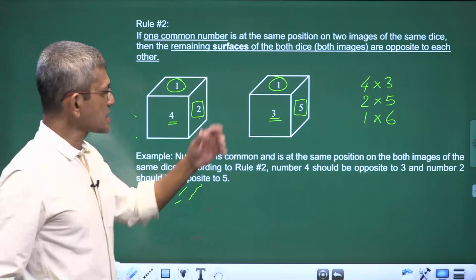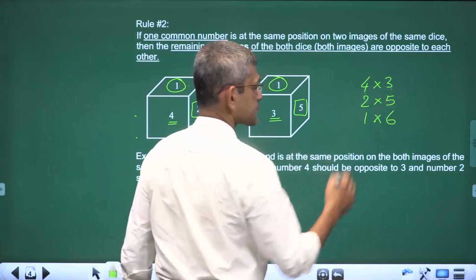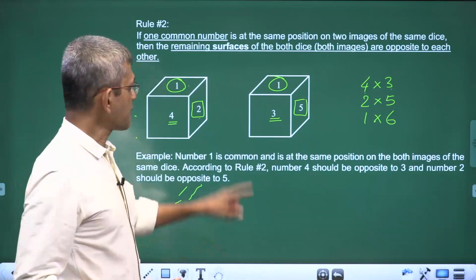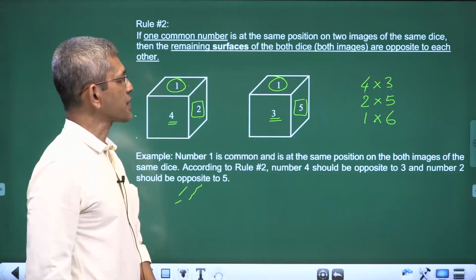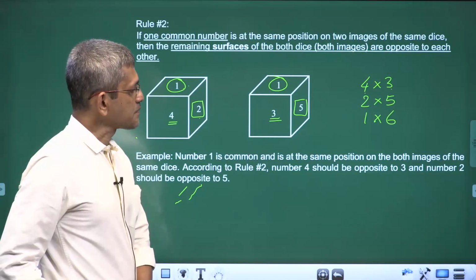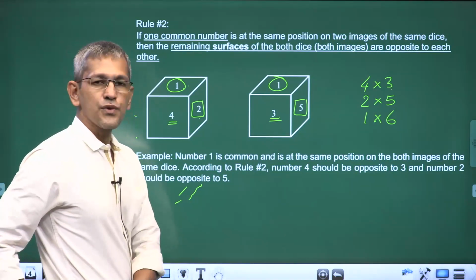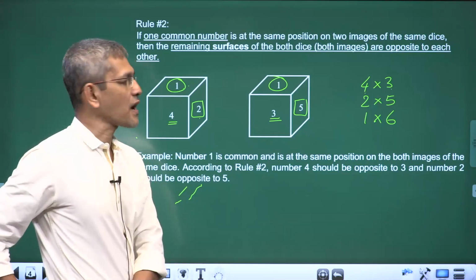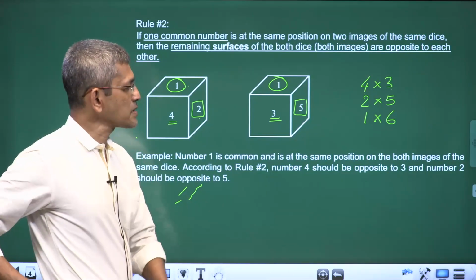So if you look at this, 4 and 3. 4 is opposite to 3. So 4 and 3 are at opposite faces, correct? That means 4 plus 3 is 7. Second one, 2 plus 5. 2 and 5 are at opposite faces, so 2 plus 5 is 7. And 1 plus 6 is 7.